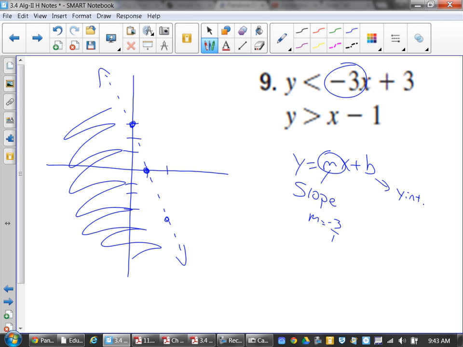My other equation is y is greater than x minus 1. What's my y-intercept? And what's my slope? 1. So I go up 1, over 1. Up 1, over 1. And when I connect those, will it be solid or not? Dotted line.